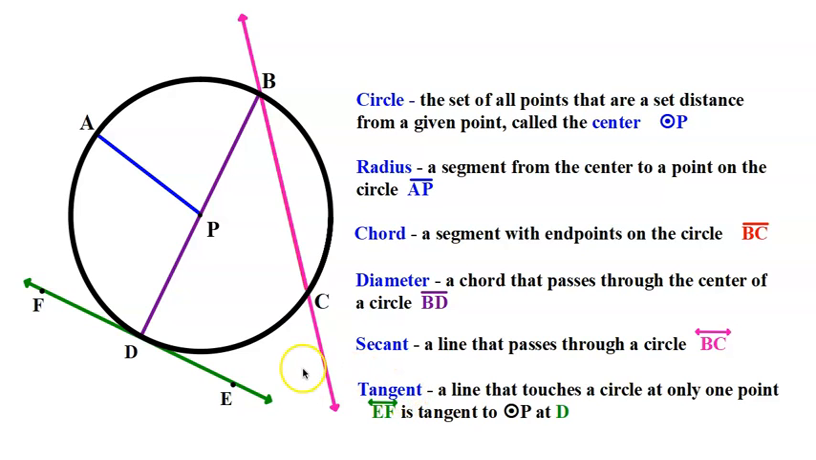A tangent is a line that touches a circle at only one point. So line EF is tangent to circle P at point D. D is the only place where it actually touches the circle. Point D is also referred to as the point of tangency. It is the point at which the line is tangent to the circle. This has nothing at all to do with the trigonometry tangent. Totally different. Same word, totally different meaning.